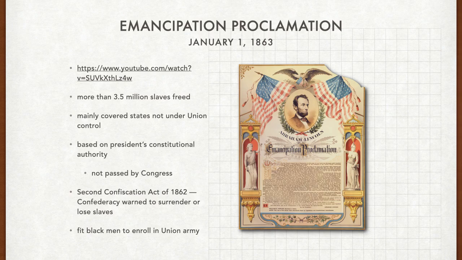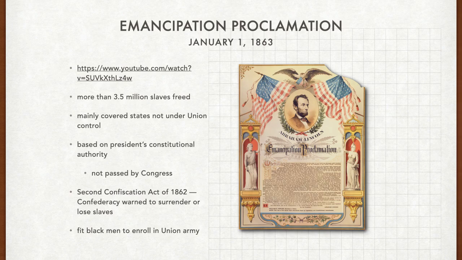The proclamation was issued after the U.S. government issued a series of warnings in the summer of 1862 under the Second Confiscation Act, allowing Southern Confederate supporters 60 days to surrender or face confiscation of land and slaves.